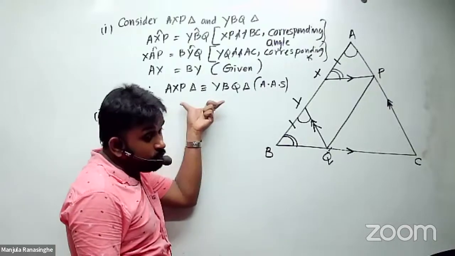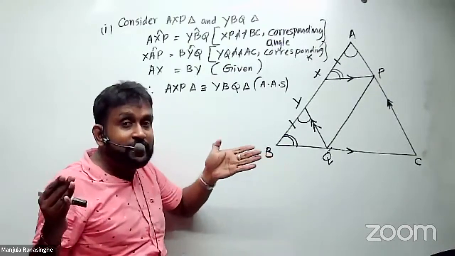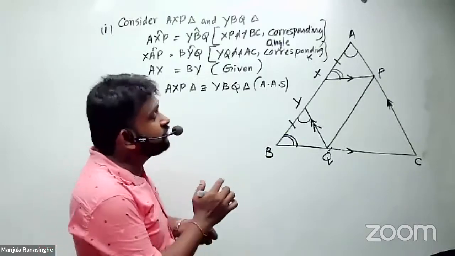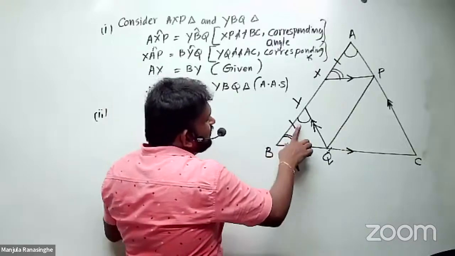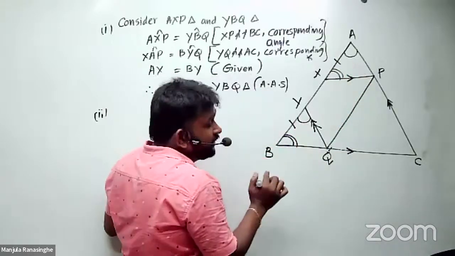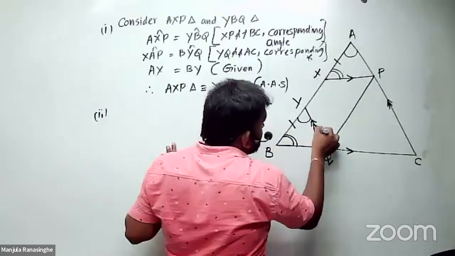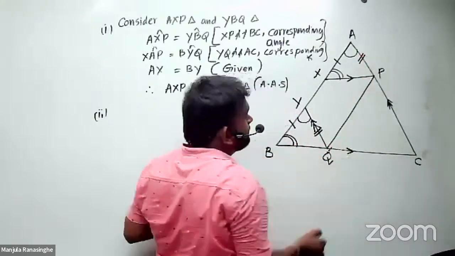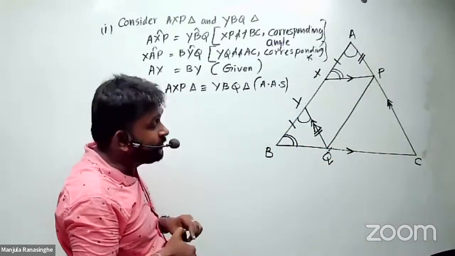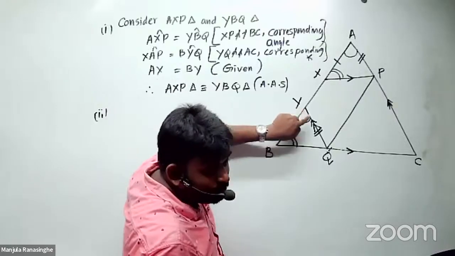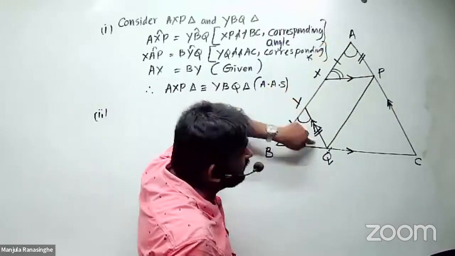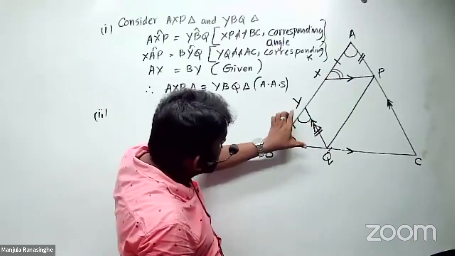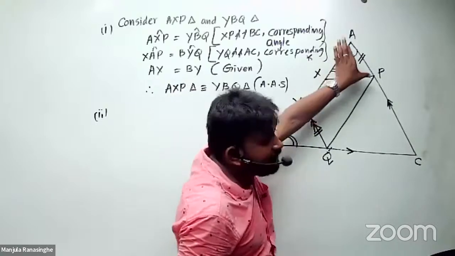From here, think: after proving congruence, what is the outcome? Their corresponding sides and corresponding angles are equal. So what I can say now, these two being congruent, I can say that this side length, like YQ, equals the corresponding side, which is AP. Now see there. What is that? Now consider quadrilateral YQPA. We cannot say that it is a parallelogram yet. In the quadrilateral, the opposite sides YQ and AP are parallel.